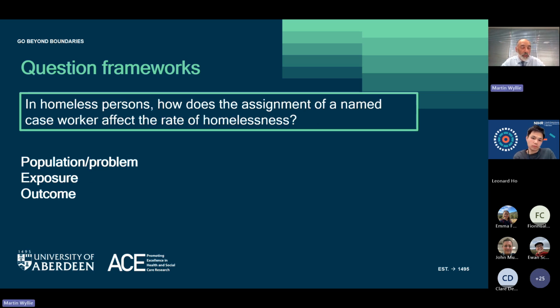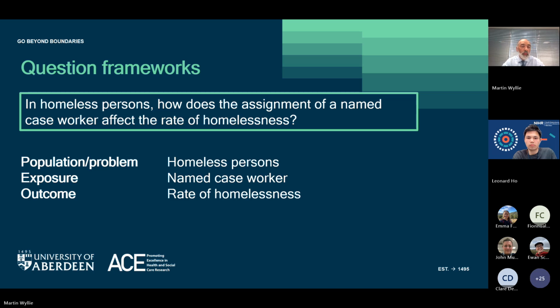A slightly broader framework is the PEO one, which is the population, exposure, and outcome. And this is where you're not really testing something. You just want to see what the effect of an intervention or a way something's set up is. So for this question here, in homeless persons, how does the assignment of a named caseworker affect the rate of homelessness? So our population here is homeless persons. Our exposure is a named caseworker, and our outcome is the rate of homelessness.